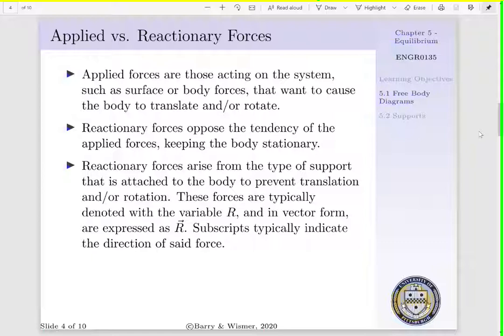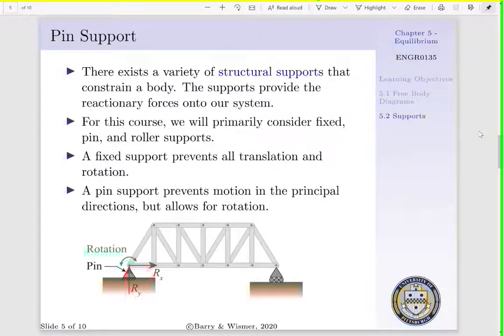That is, our reactionary forces are required to keep our body stationary, i.e. static. Reactionary forces arise from the type of supports that we use to constrain our body. Now, these forces are denoted with the variable R, and in vector form have R with the vector arrow over top. And we will use subscripts x, y, and z to indicate the direction of said reactionary forces. In this class, we're going to use a variety of supports, and you can follow this hyperlink to look at a large number of structural supports that you may encounter. However, for this course, we will primarily consider fixed supports, pin supports, and roller supports.